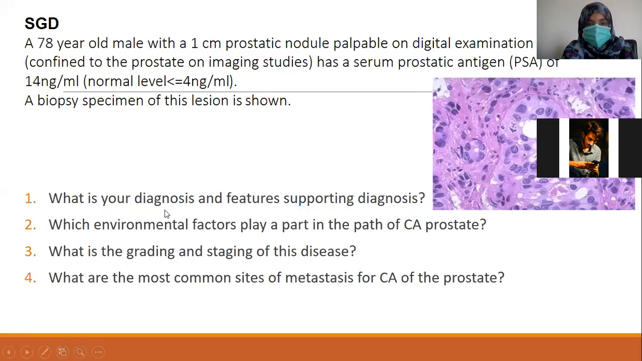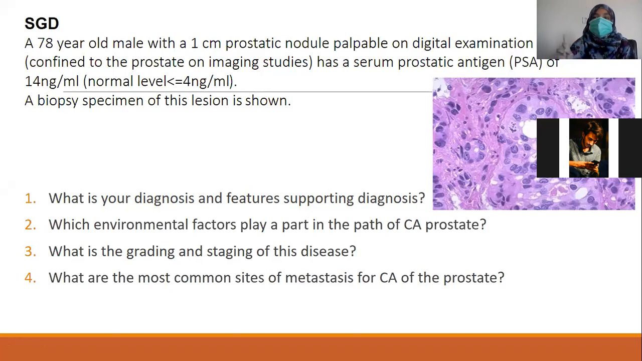What is your diagnosis? Your diagnosis is prostatic carcinoma. The features supporting this diagnosis are: number 1, age, male, prostatic nodule, PSA levels are so high, 14 nanogram per ml, and the microscopic features, that is pleomorphism, anaplasia, high N/C ratio, and mitotic figures. Which environmental factors play a part in the pathogenesis of CA prostate? The high fat intake increases the risk of prostatic carcinoma.